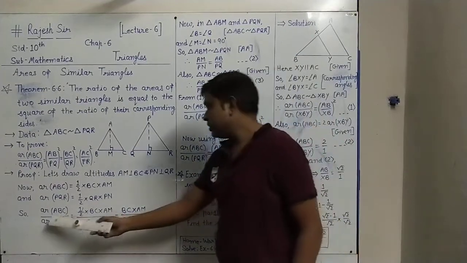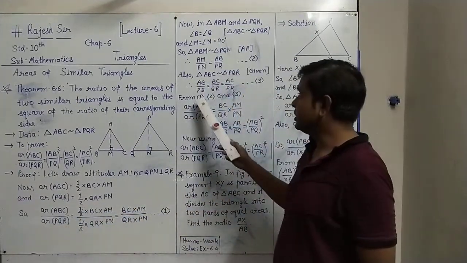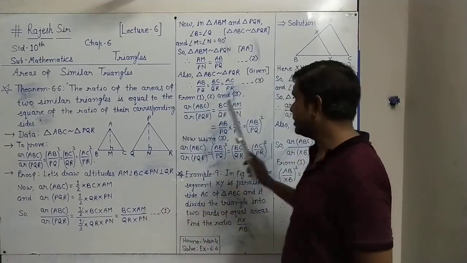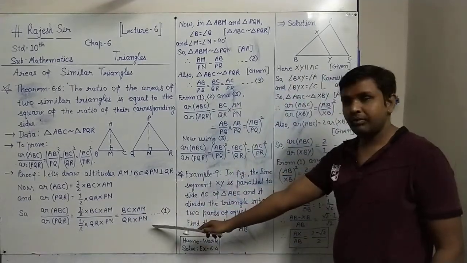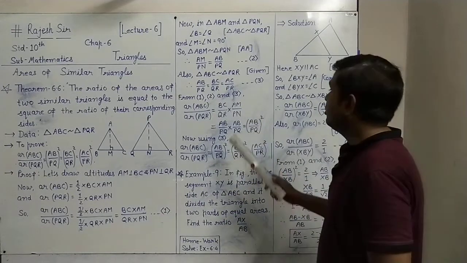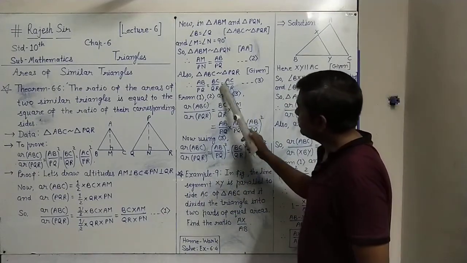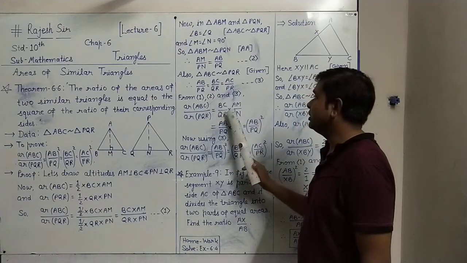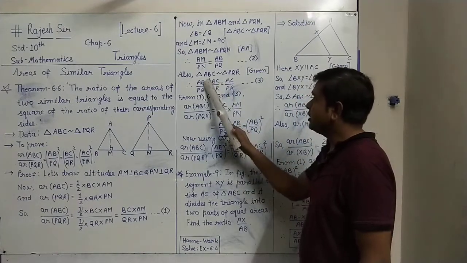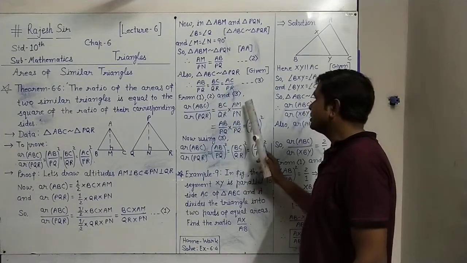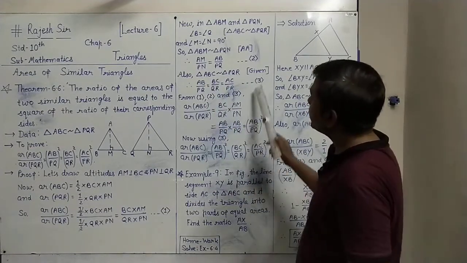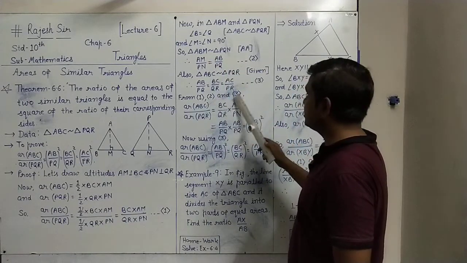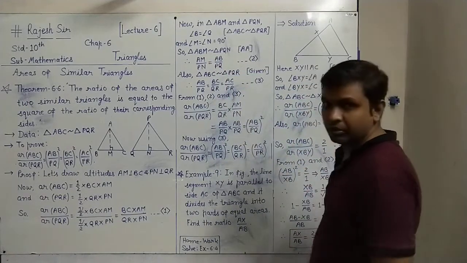Area of triangle ABC upon area of triangle PQR in result 1 it is given equals BC upon QR into AM upon PN, and it is given in result 1. We have seen this. Now in place of BC upon QR, we can write AB upon PQ by result 3. So that we have written. In place of AM upon PN, in result 2 we have AM upon PN equals AB upon PQ. So for this also we can write AB upon PQ.